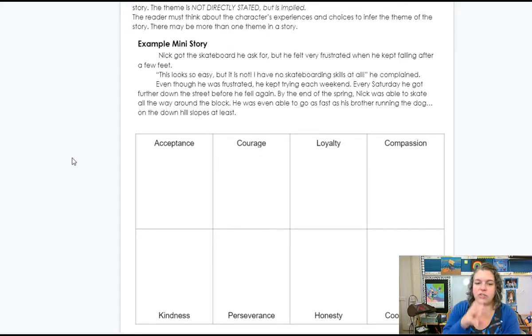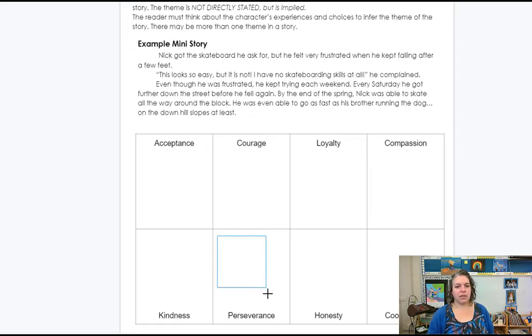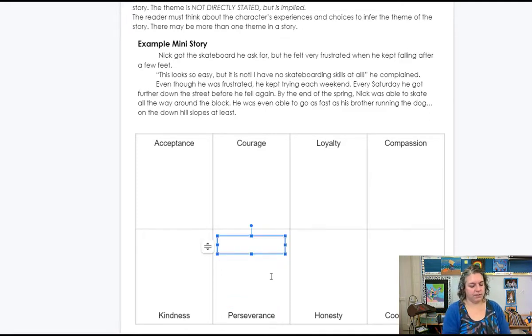So when we're looking at this story, what's the lesson that's being taught? I have 8 common themes, 8 common lessons that are taught in stories: acceptance, courage, loyalty, compassion, kindness, perseverance, honesty, and cooperation. Well, I'm going to go with perseverance because in this story, he keeps on trying. So even though something is hard, when you keep on trying, that's what perseverance is. Perseverance is when you keep trying, even though it is hard.